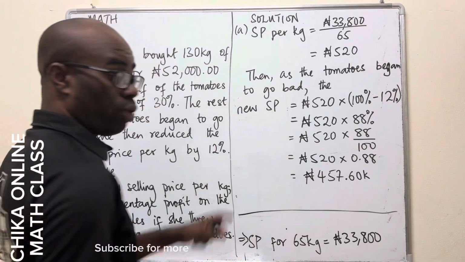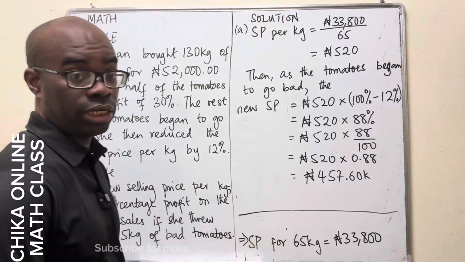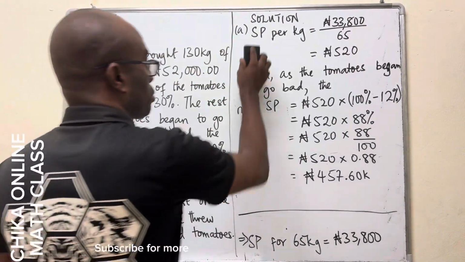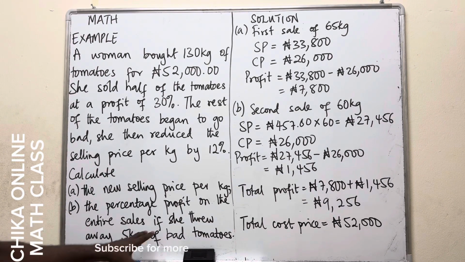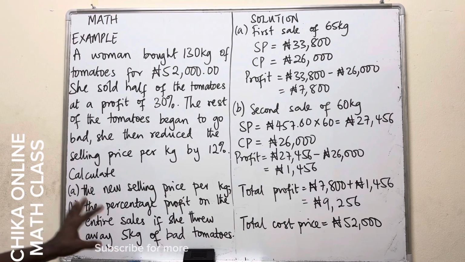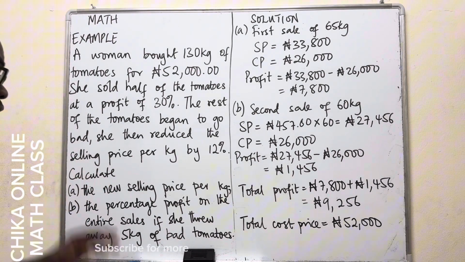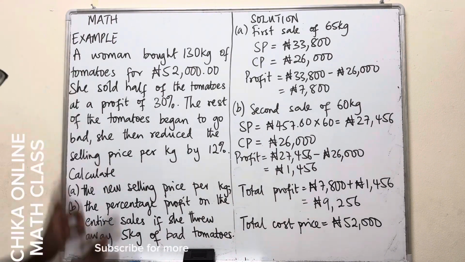Okay, so we'll wipe the board and solve it here because here cannot contain. Okay, to solve part B, which says the percentage profit on the entire sales if she threw away 5 kg of bad tomatoes, we have to get the total profit first.